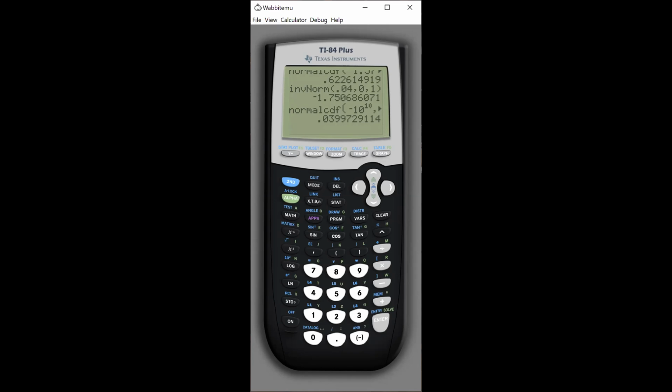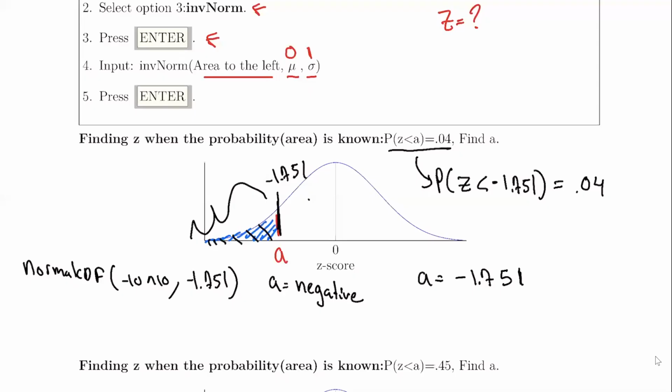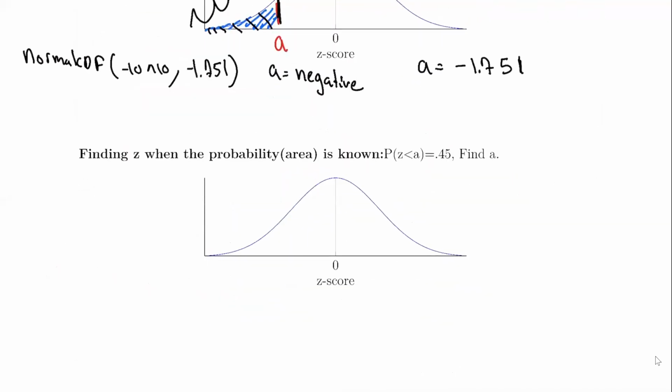All right, let's do some more examples. So if you look at this one, it says finding z when the probability area is known. So the probability of z is less than a is equal to 0.45. For this one, what do they tell us the percent is? So we know it's 45%, or you do 0.45.